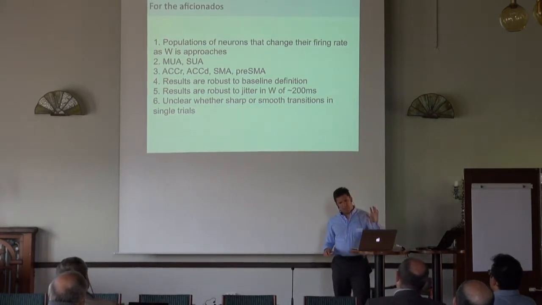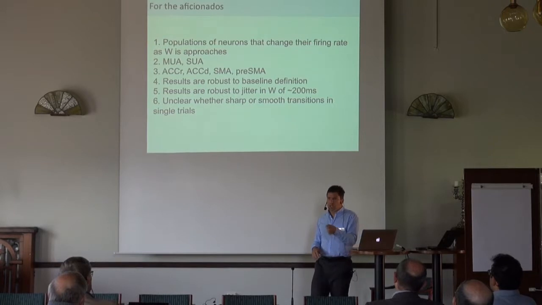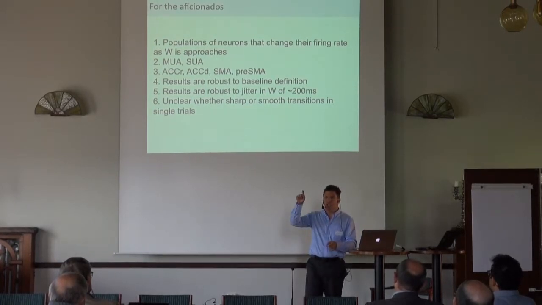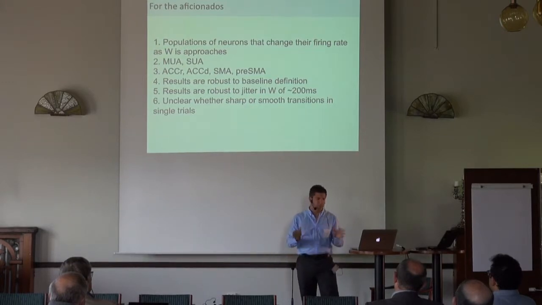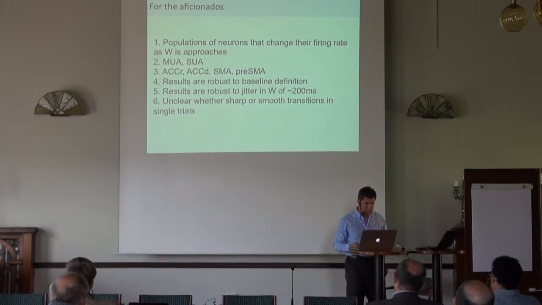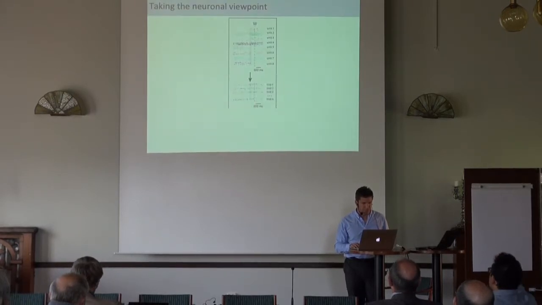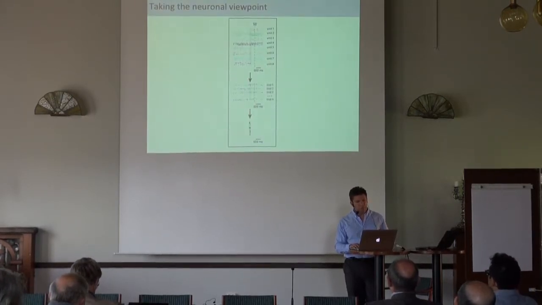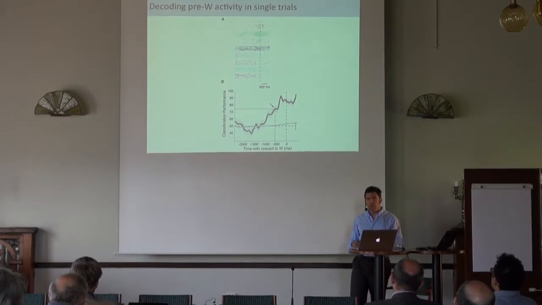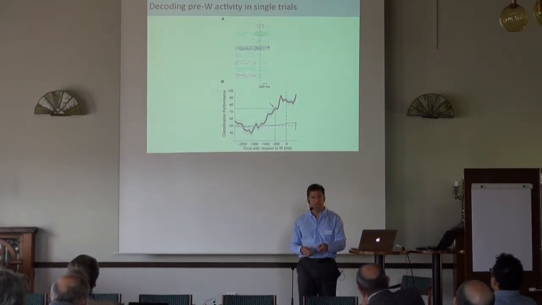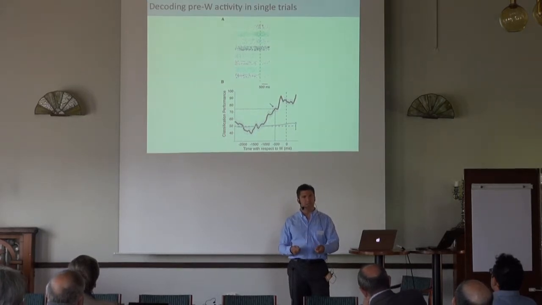We spent more time than I care to admit trying to study whether individual neurons in single trials show gradual changes or abrupt changes. That's a very hard question, and I don't think I have a clear answer on that. I'm happy to discuss that further if anybody's interested. I'm going to skip some of the details of how we use machine learning techniques to decode and make predictions in single trials. This is now pretty standard in neuroscience.